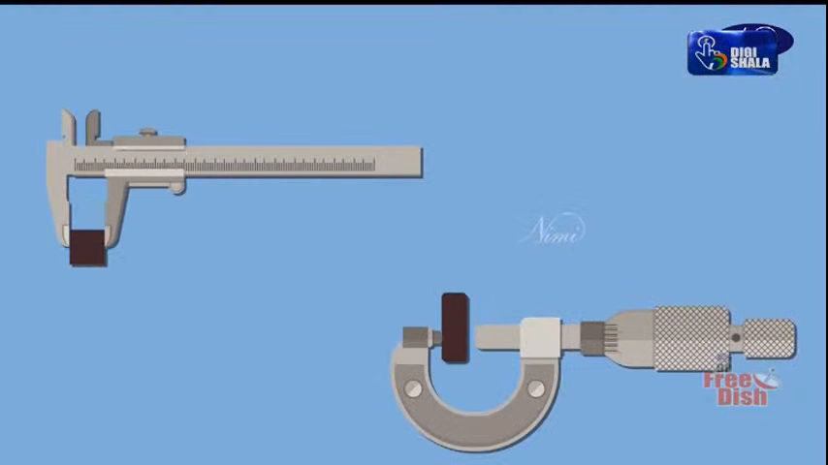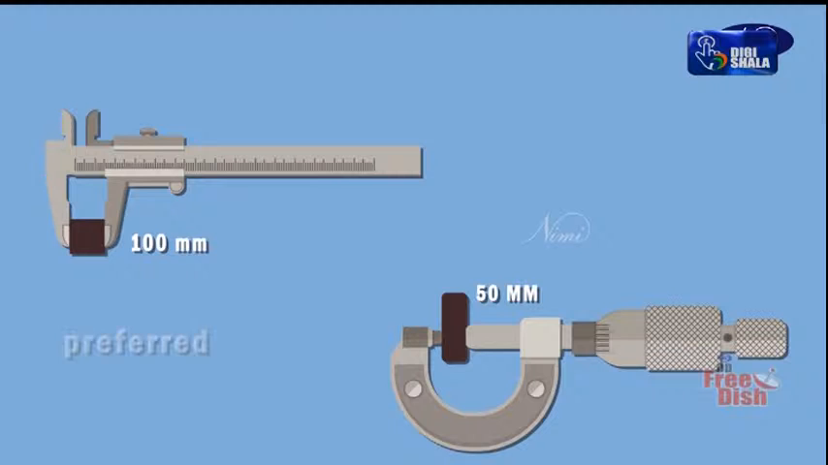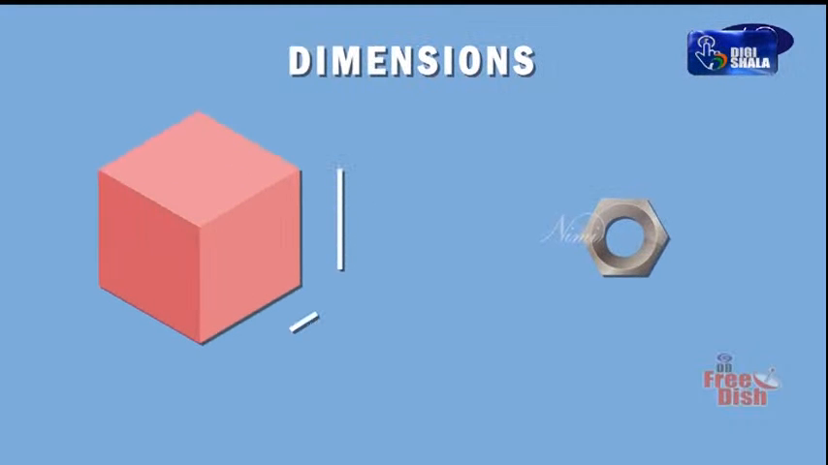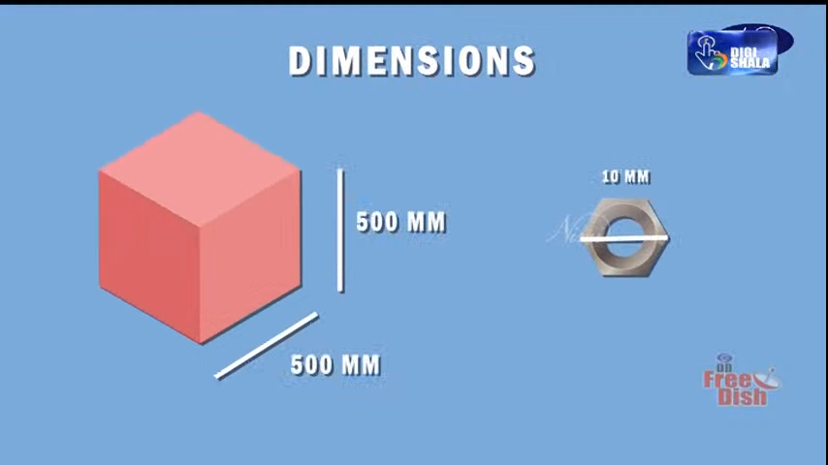Measurement in engineering practice. Usually in engineering practice, the preferred unit of length measurement is millimeter. Even both large and small dimensions are stated in millimeters.